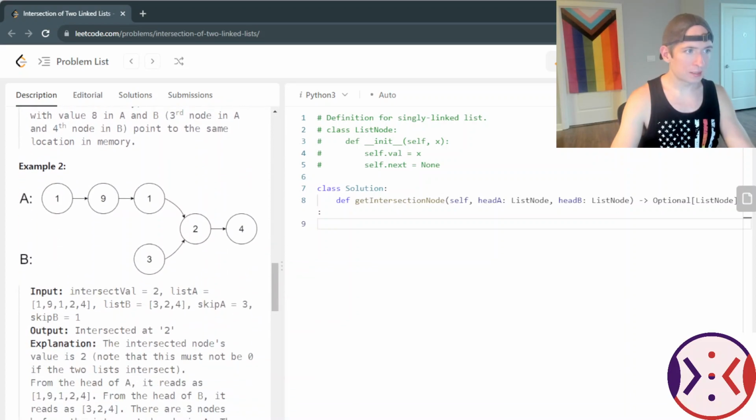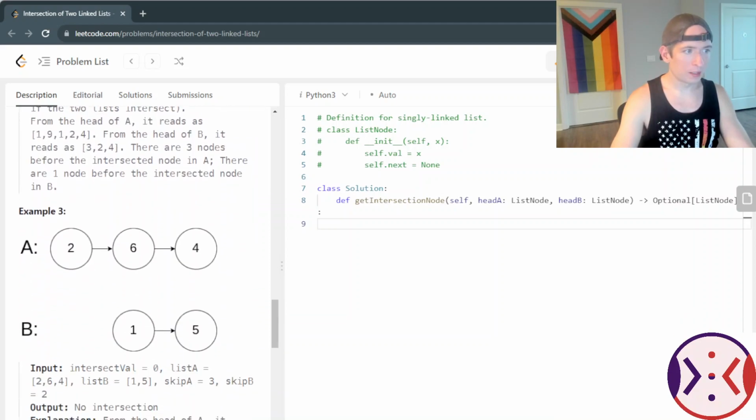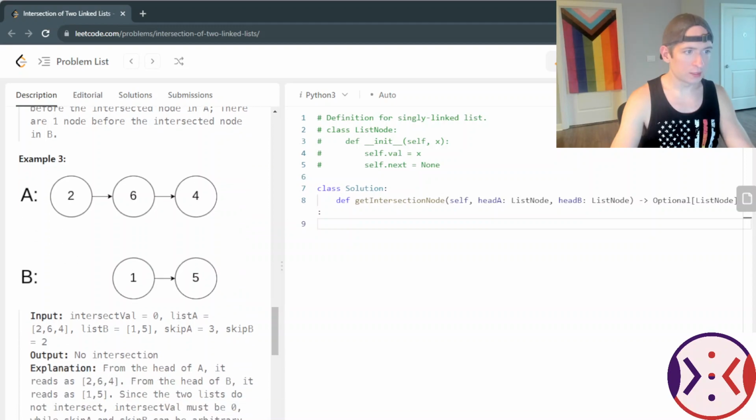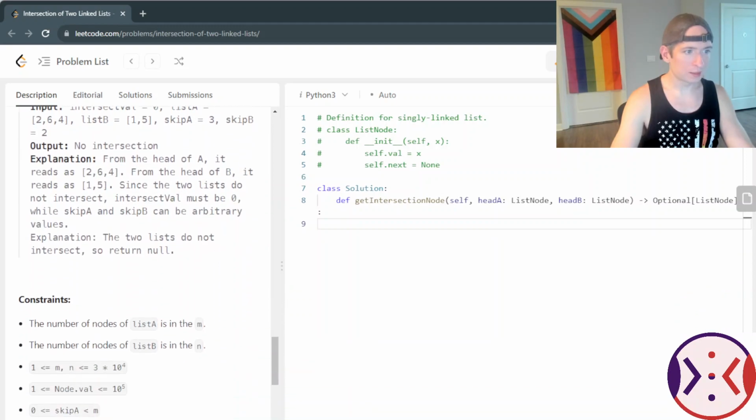And we see another example, A and B, where A is a few nodes longer than B, but they still join. And then example 3, where we have two completely separate linked lists.